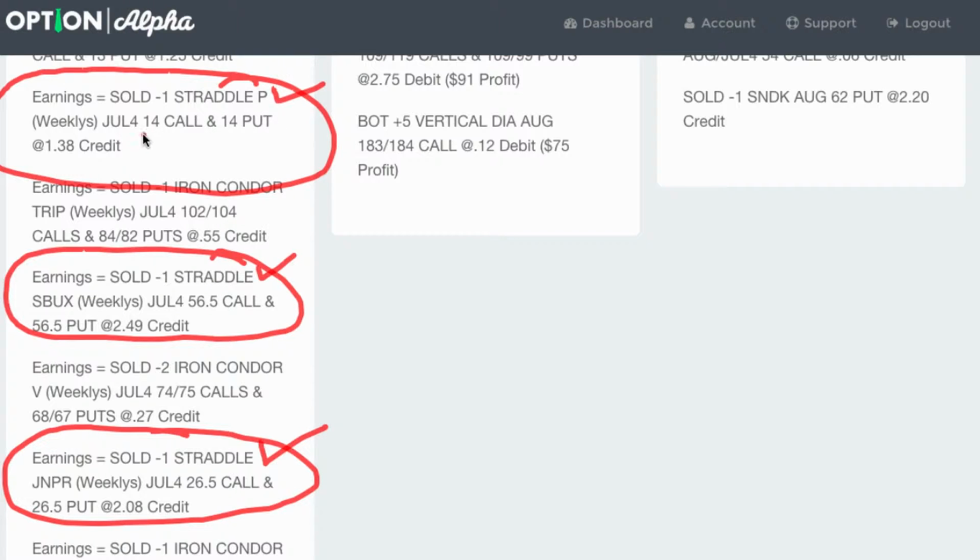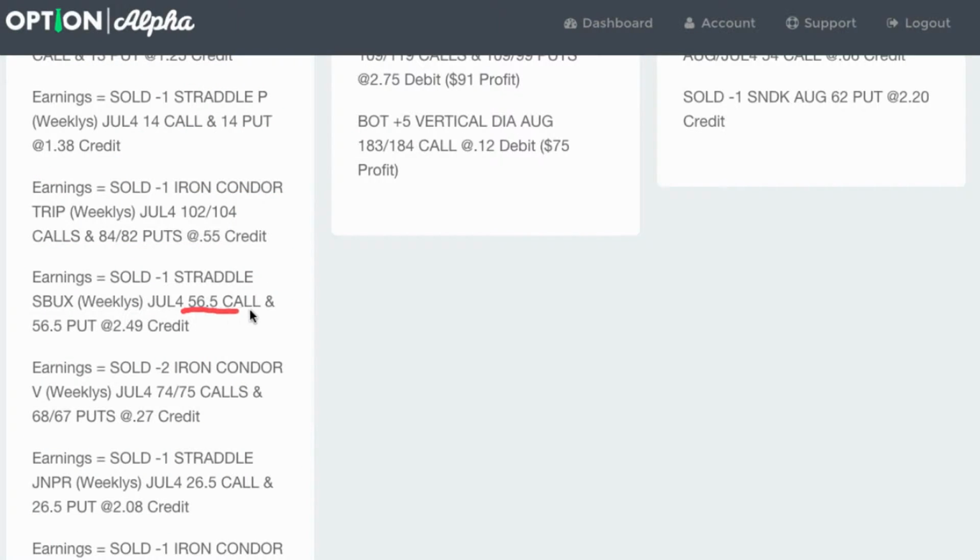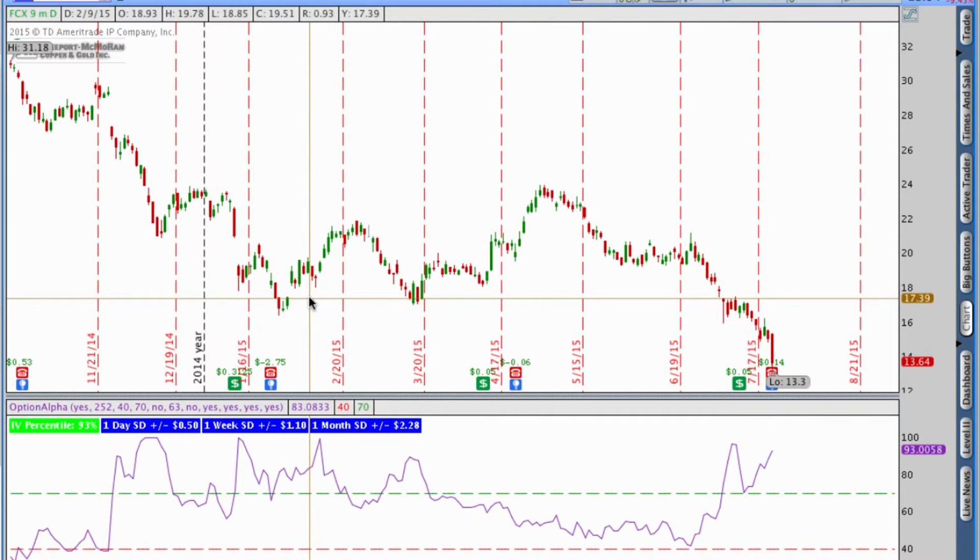With Pandora, we sold the 14 call and the 14 put, took in a huge credit of 138. That was basically the expected move. With Starbucks, we again sold the 56.5 call, which is right at the money. The 56.5 put took in a huge credit of 249, again right at the expected move. And same thing with JNPR. We sold the 26.5 call and the 26.5 put right where the stock was trading and took in a credit that was equal to the expected move. So for all 3 of these securities, we basically are doing this because implied volatility, again, is very, very high.